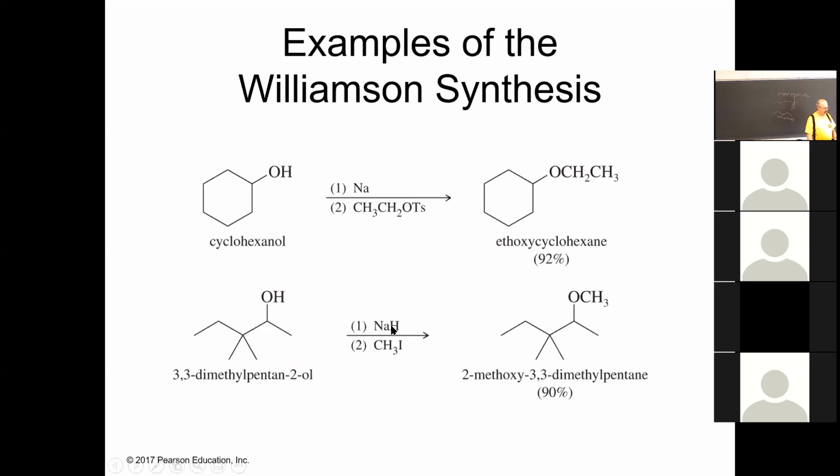Okay, this is another way of generating alkoxy ions, and that's to use sodium hydride. Okay, so hydride pulls off this hydrogen, we get hydrogen gas. And then this goes on to do an SN2 with iodomethane. It attacks carbon, kicks out the iodine. And then the resulting compound is 2-methoxy 3,3-dimethyl pentane.